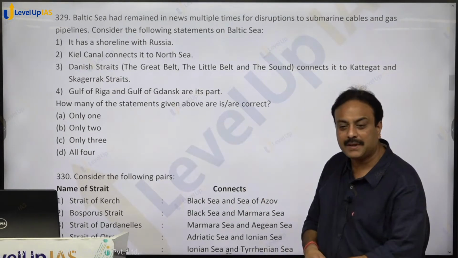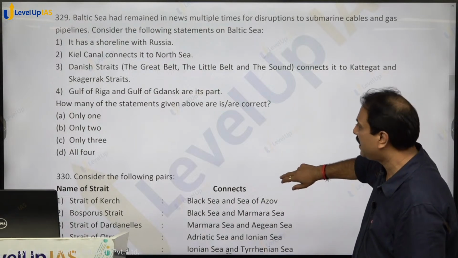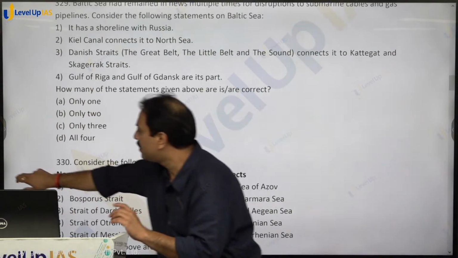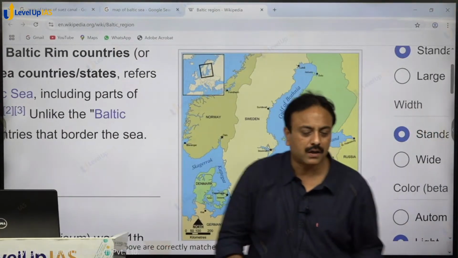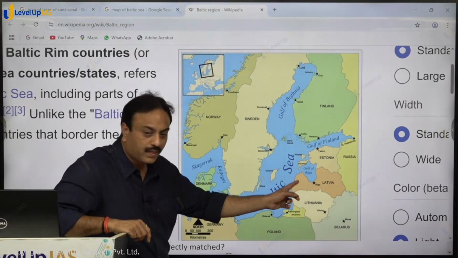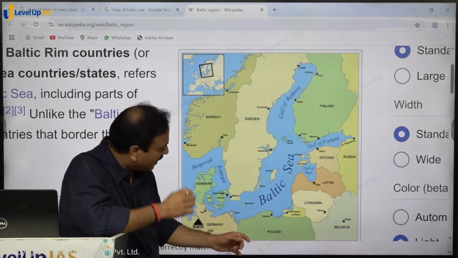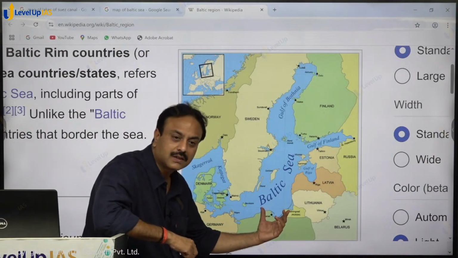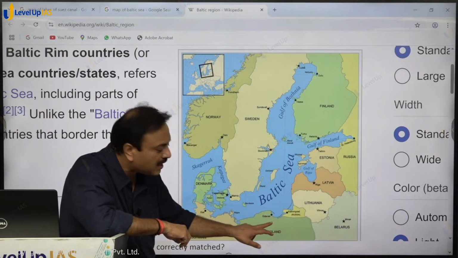So all the four statements hold true. All four, option D, D for dog shall be the right answer. Did you see Gulf of Riga? This one is Gulf of Riga. Gulf of Riga is having borders with Estonia and Latvia, and this one is Gulf of Nask over here. This one having borders with Lithuania, Russia and Poland.